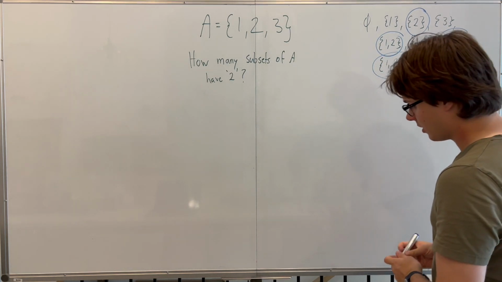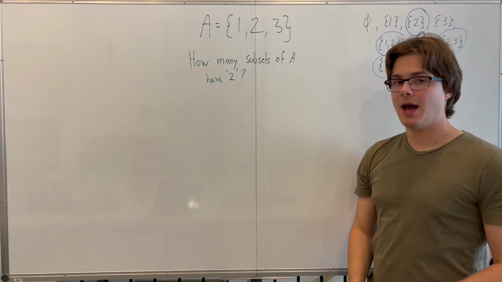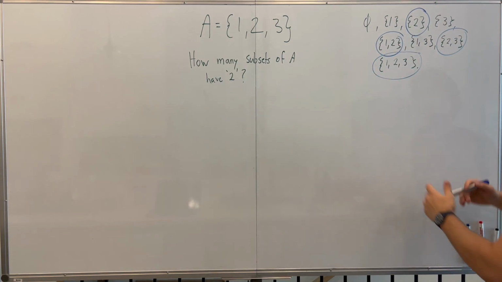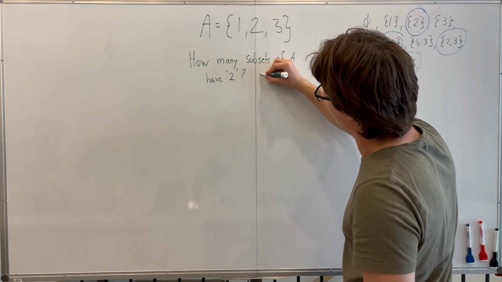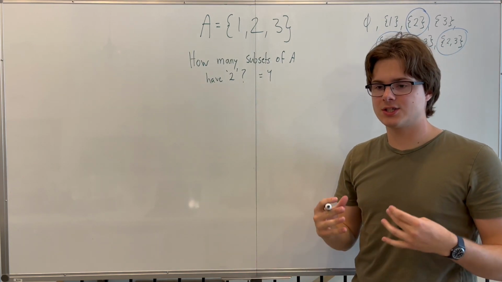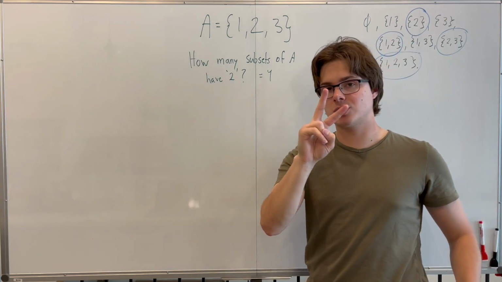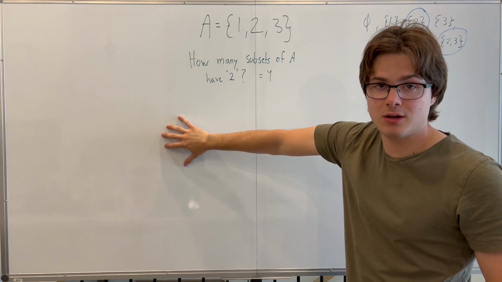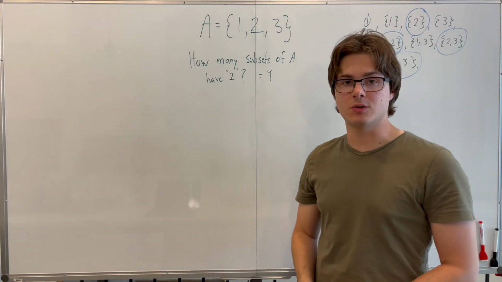this subset has a 2 in it. But how would you know how many subsets of A have a 2 in them if you couldn't see all of the subsets? So in this case, we know the answer is, in fact, 4. But how would you do this if you have a really large set, or a set that you simply don't want to spend the time writing out? Well, I'm going to show you 2 methods. The first method is going to be using our 2 to the power of n notation, and the second method is going to be using our n choose k notation.